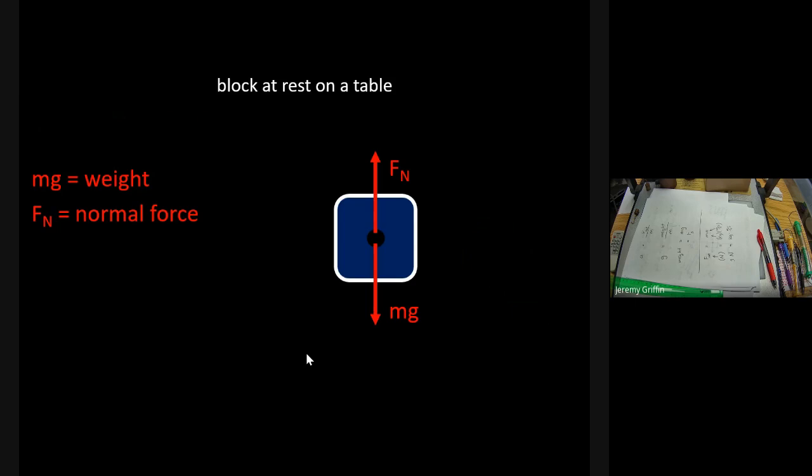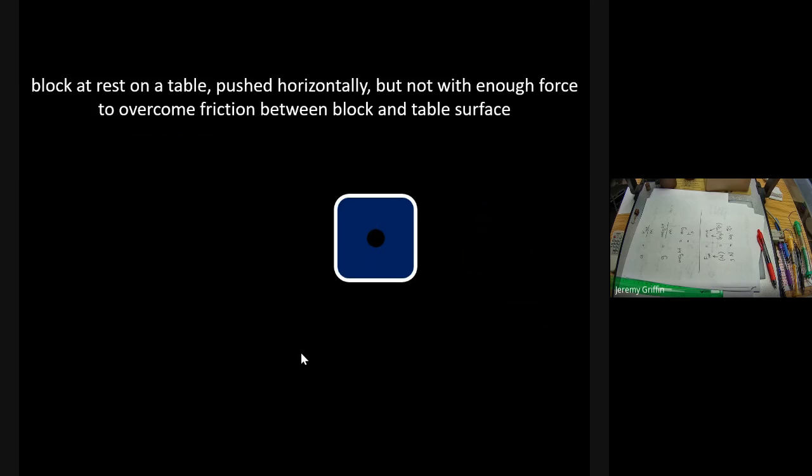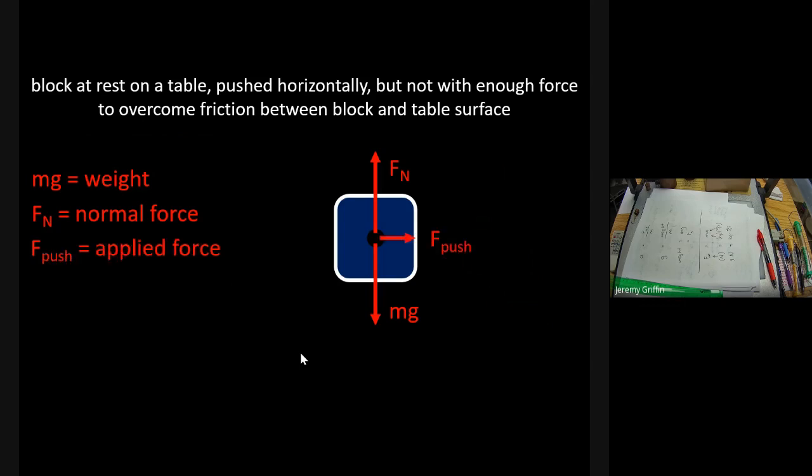Okay, next one. Block at rest on a table, pushed horizontally, but not with enough force to overcome the friction between the block and the table surface. So this block is going to have a weight, it's going to have a normal force, just like before, but now we're pushing it horizontally. Now, right there, if you stopped at that moment and walked away from the paper, does that satisfy that premise written in white text? No. And how do you know? You still need to show the friction.